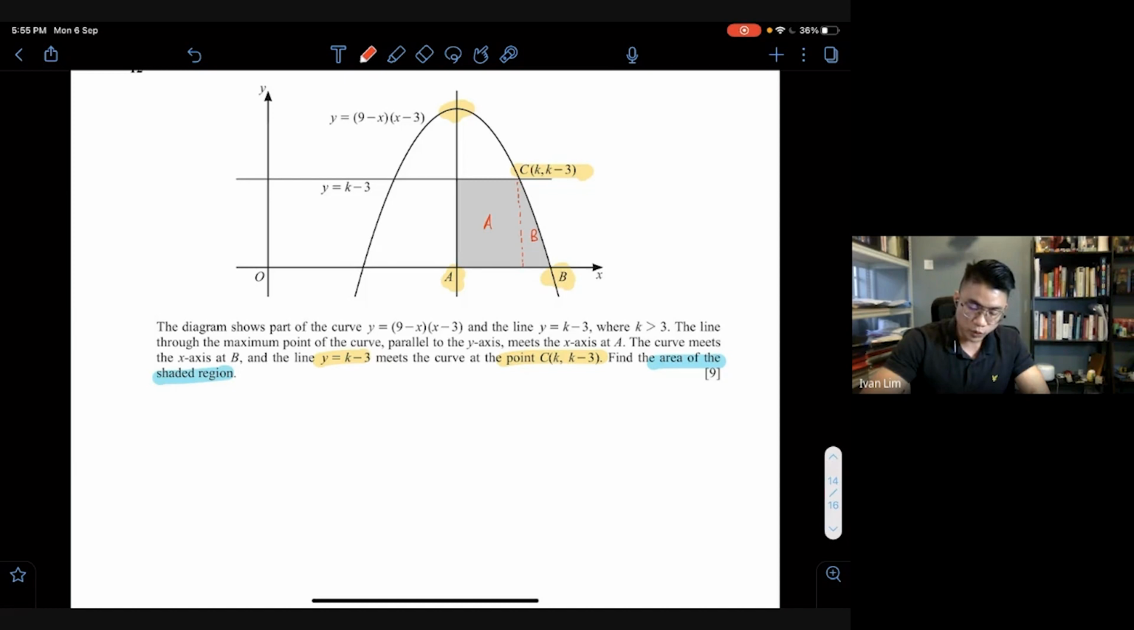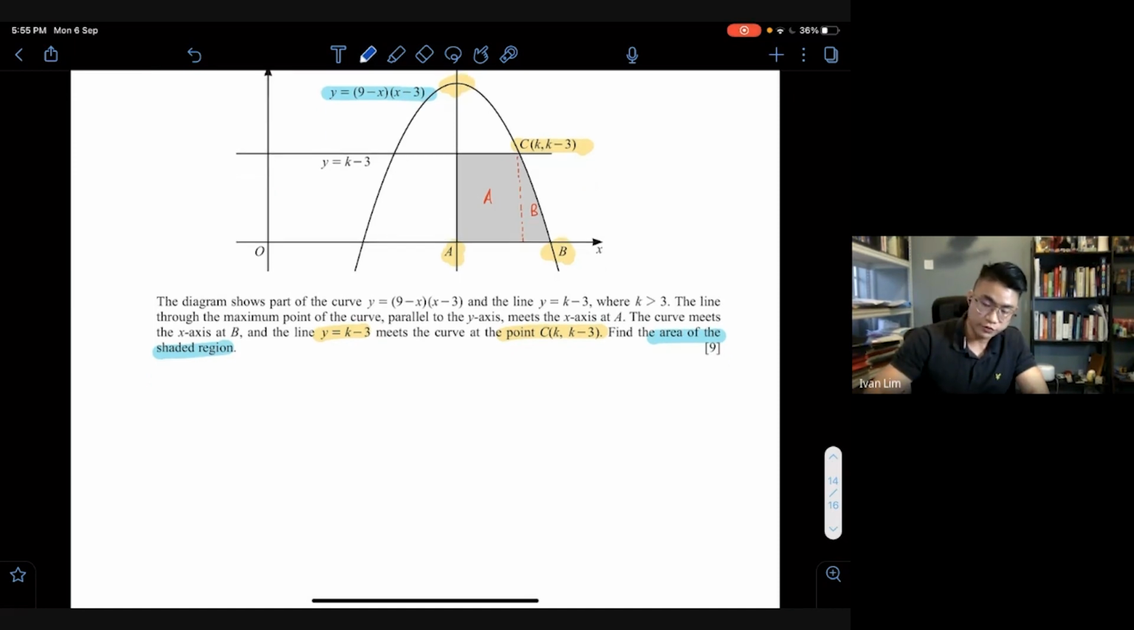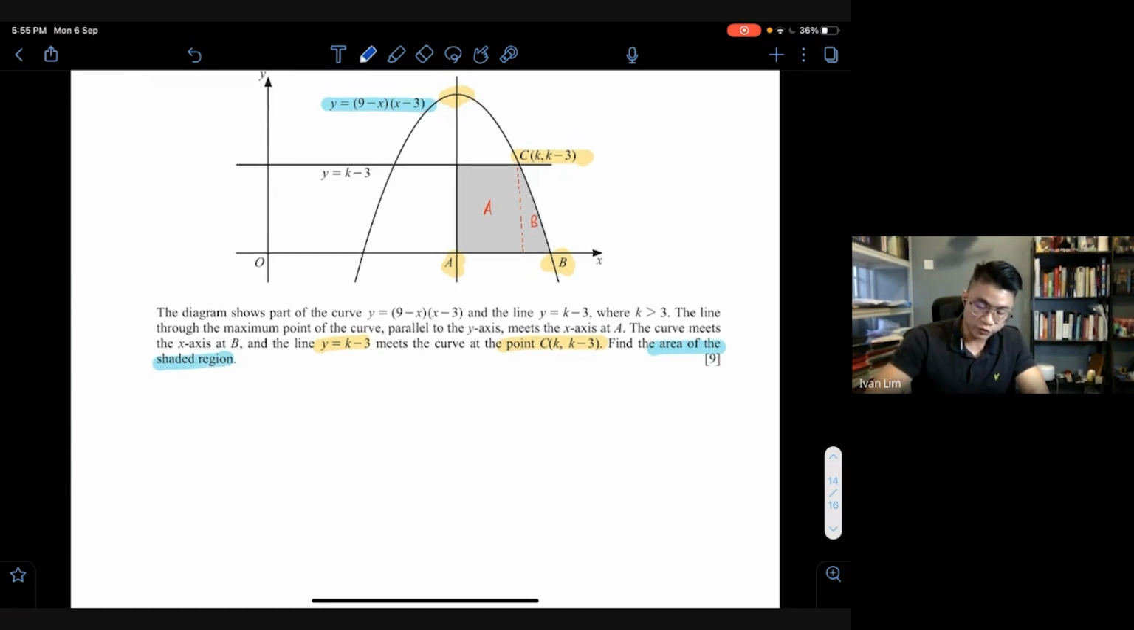we can actually find the maximum point first. Very easy to find. This is a quadratic curve, y equals 9 minus x, x minus 3. It's already factorized for us. So when it's factorized already, we can straight away find the roots. If we know the roots, the midpoint of the roots will be your maximum point. Okay? So let's solve for this one first. And why do we want to find that also? Because we can find B also.